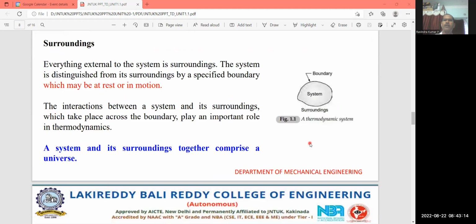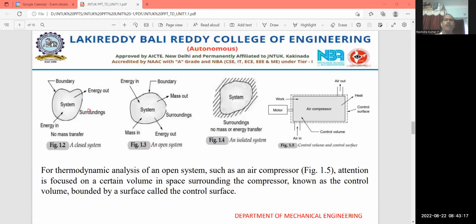System and the surroundings. These are the diagrammatic sketches you can observe. The closed system is nothing but the mass is fixed one. Only the energy interactions happen across the boundary of the surface. Open system is nothing but the mass is entering, mass is leaving, energy is entering, energy is leaving. That means mass as well as energy transfers across the system boundary. An isolated system, neither mass transfer nor energy transfer takes place.